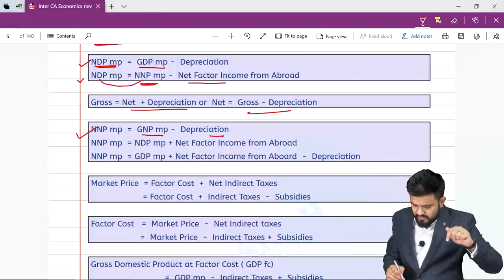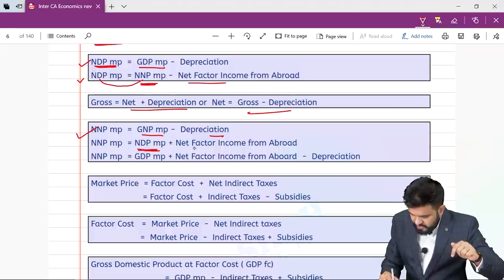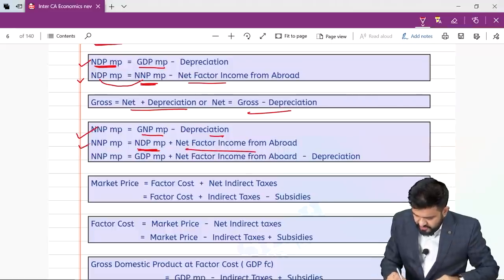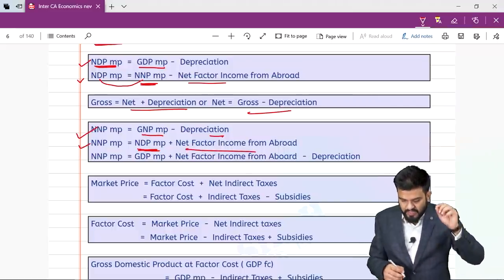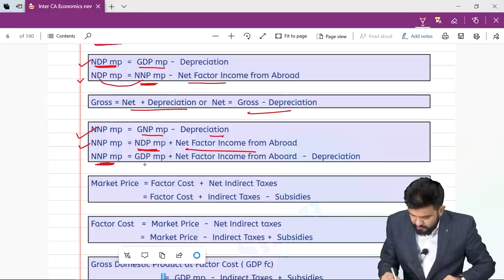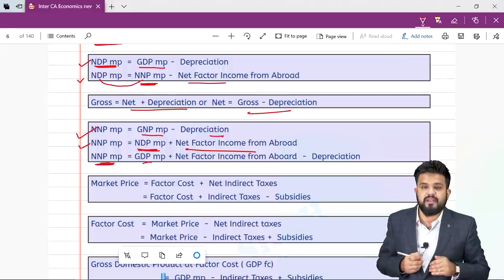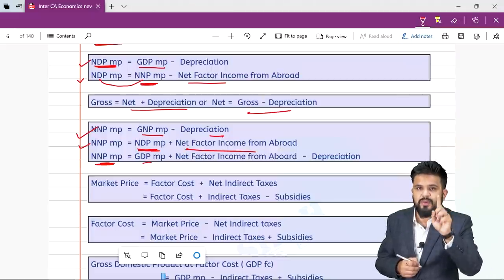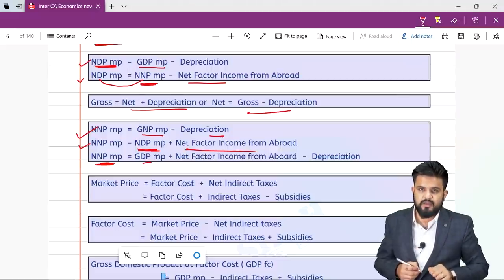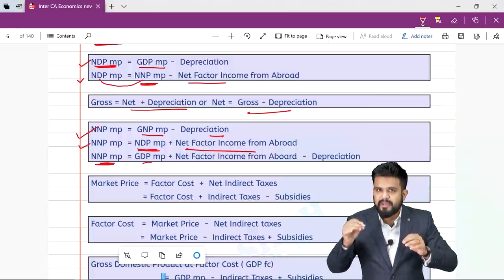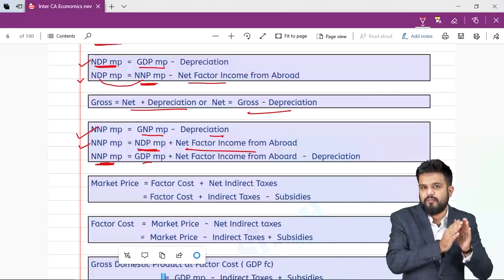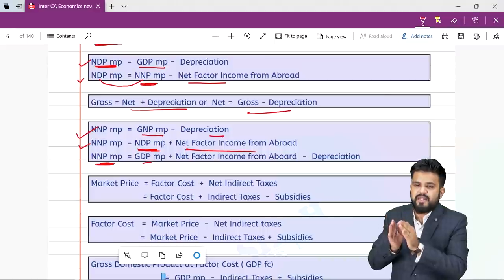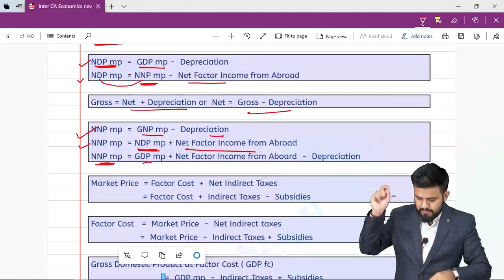One more formula: if NDP is given, again you will add NFIA, you get NNP. And suppose NNP MP you are supposed to find and GDP MP is given, so what you will do? You add NFIA and you minus depreciation. So GDP MP plus net factor income from abroad minus depreciation, you get NNP MP.